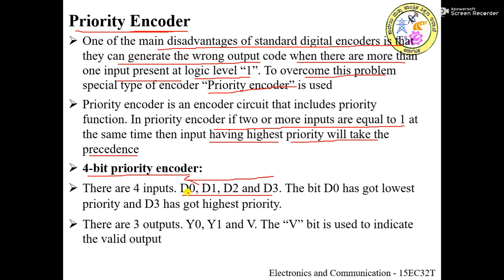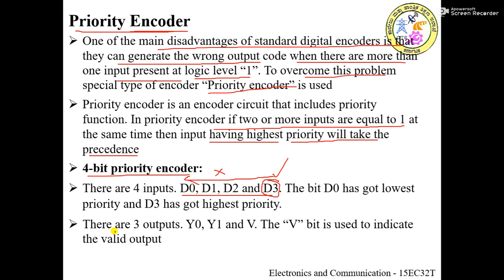If all these inputs are 1, then the output is produced corresponding to the bit which has the highest priority, that is corresponding to D3. It is going to produce an output 1 1. It is going to neglect the input bits which have the low priorities. D3 will take the precedence here.